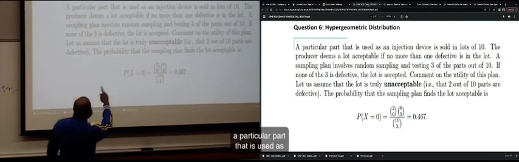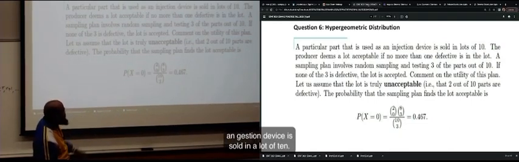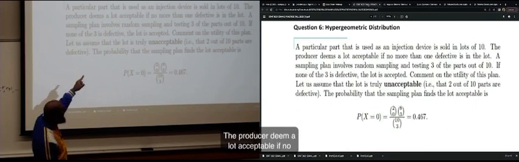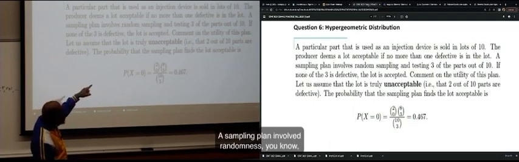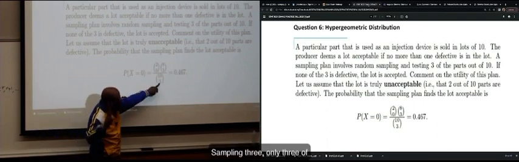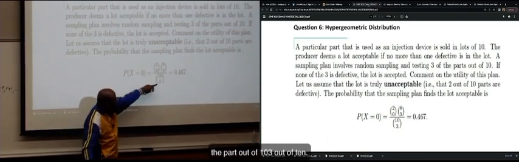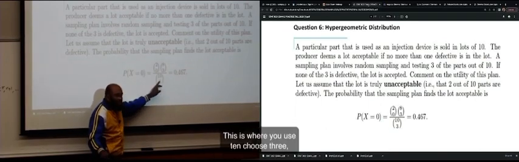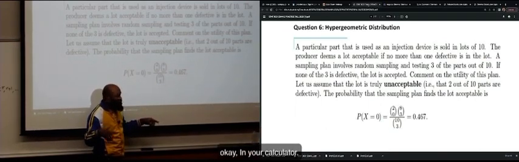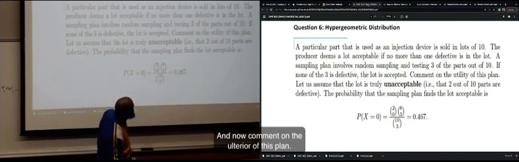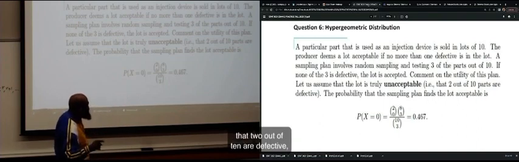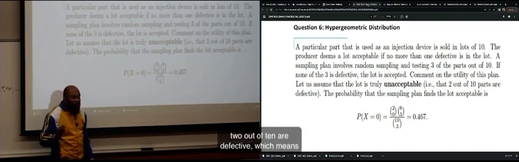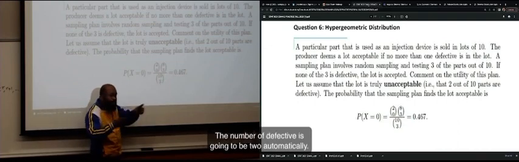If you take a look at that, a particular part that is used as an injection device is sold in a lot of 10. The producer deemed a lot acceptable if no more than 1 is defective in the lot. A sampling plan involves randomly sampling and testing 3 of the parts. Sampling only 3 of the parts out of 10. This is where you use 10 choose 3 in your calculator. And now, comment on the utility of this plan. Let us assume that the lot is truly unacceptable, that 2 out of 10 are defective, which means the number of defectives is going to be 2.